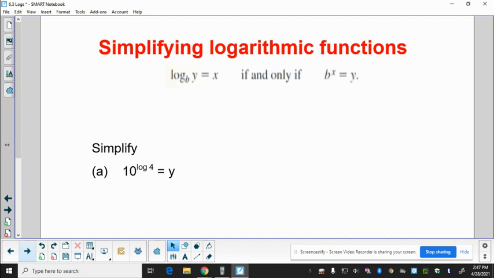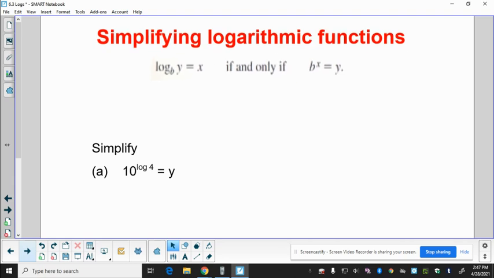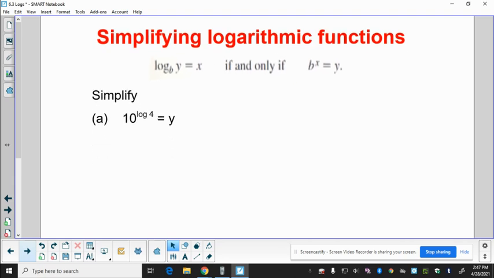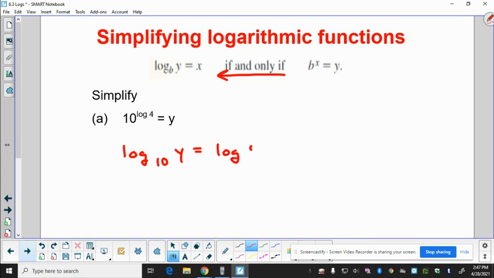Now, what if I want to simplify a logarithm expression or function? Well, if we could keep using that formula, I think we could get the job done. So what I'm going to do is, I've got an exponential function, and I'm going to try to work it backwards and turn it into a logarithm. So let's see what that would look like. This would be a logarithm, taking log base 10 of y equals the exponent, logarithm of 4.